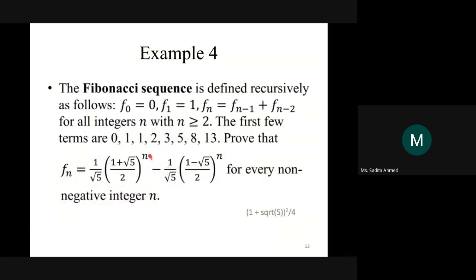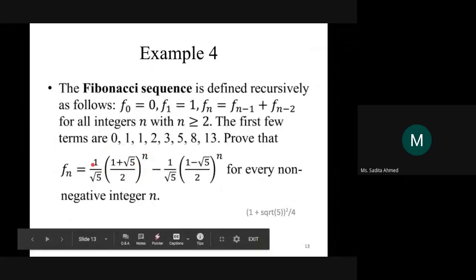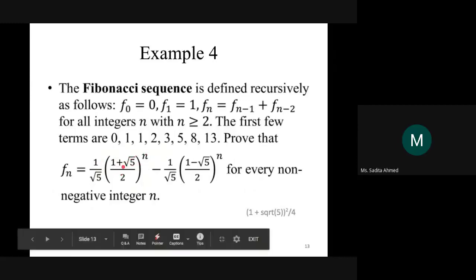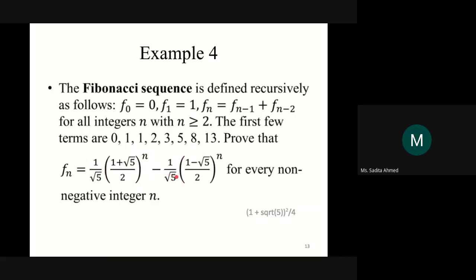So for n is equal to 0, what do we get here? 1 plus square root of 5 by 2 to the power of 0. What do we get here for n is equal to 0? 1 by root 5. Exactly, 1 by square root of 5. This one to the power of 0 gives us 1. So we have 1 by square root of 5. Here as well, similarly, we'll get 1 by square root of 5. 1 by square root of 5 minus 1 by square root of 5. What do we get in the result? 0. So you see, that's done. So the base case is already proved, right? So the statement is true for 0.